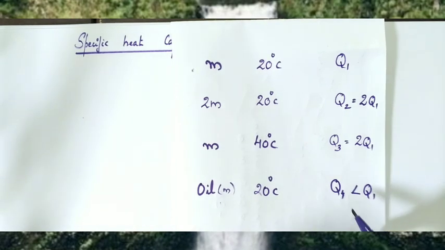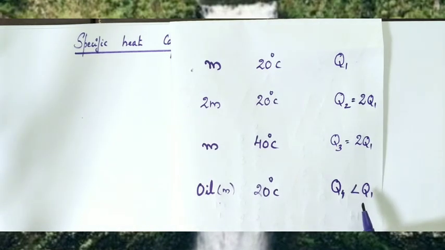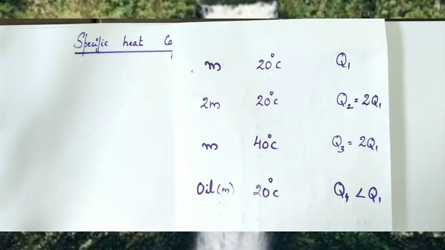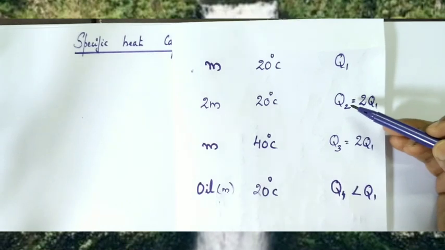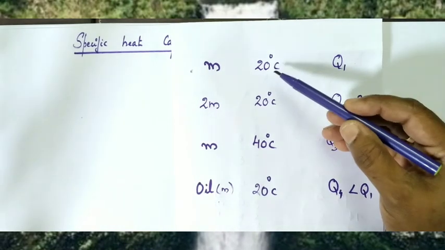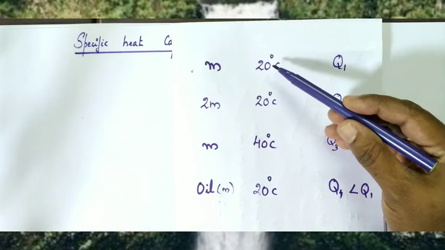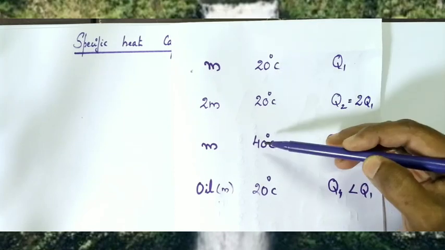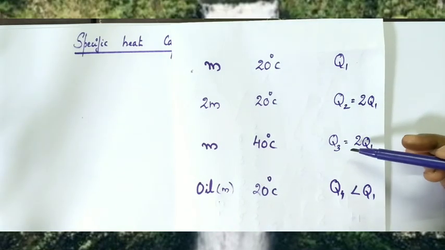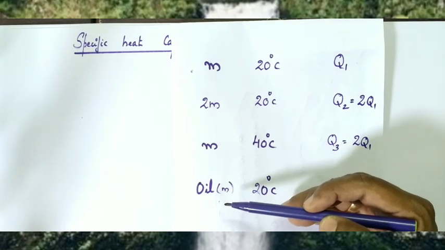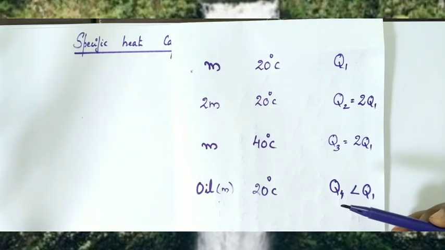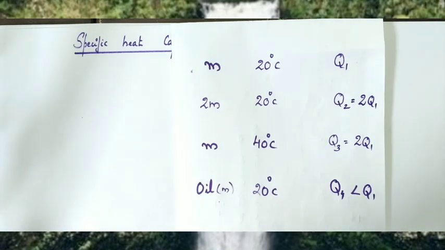So, what are the factors on which the quantity of heat required to raise the temperature depends? It depends on mass. If mass doubles, then what happens to quantity of heat required? It also doubles. And it depends on the change in temperature. If the change in temperature doubles, the quantity of heat required also doubles. Then it also depends on the nature of the material. As the nature of the material changes, the quantity of heat required also changes.